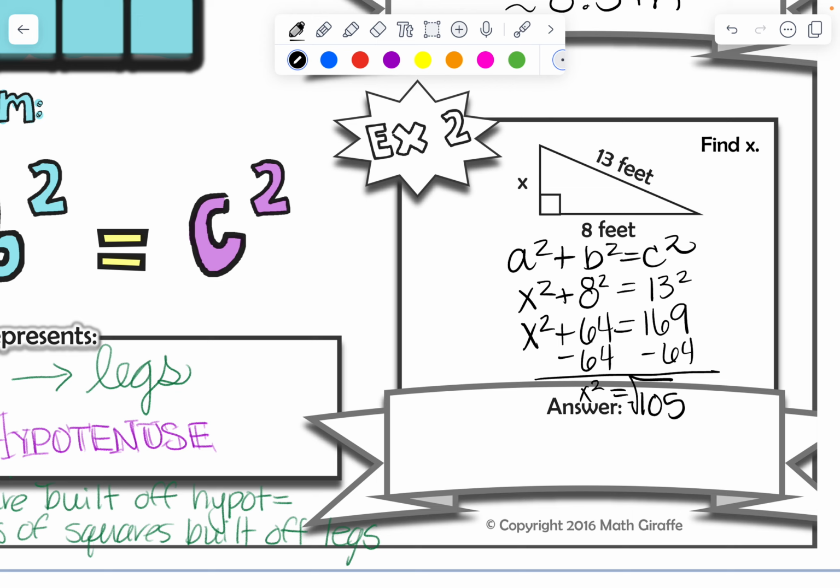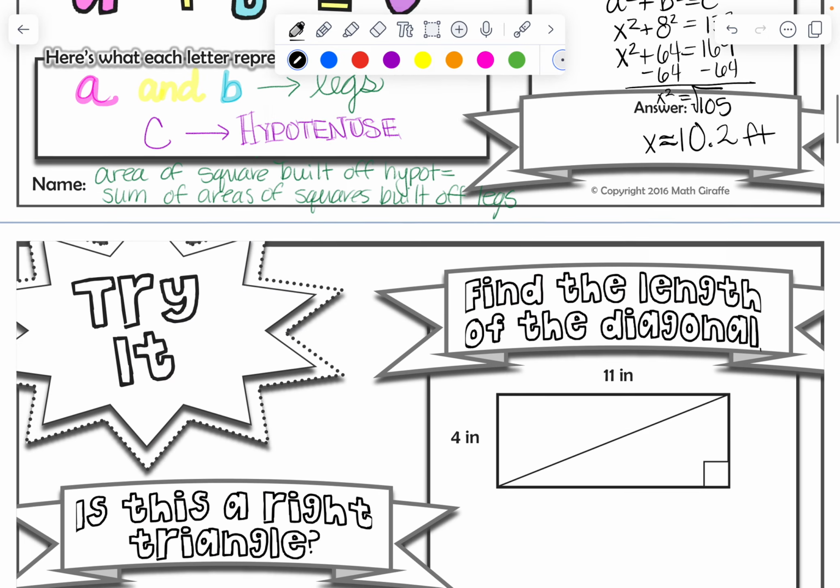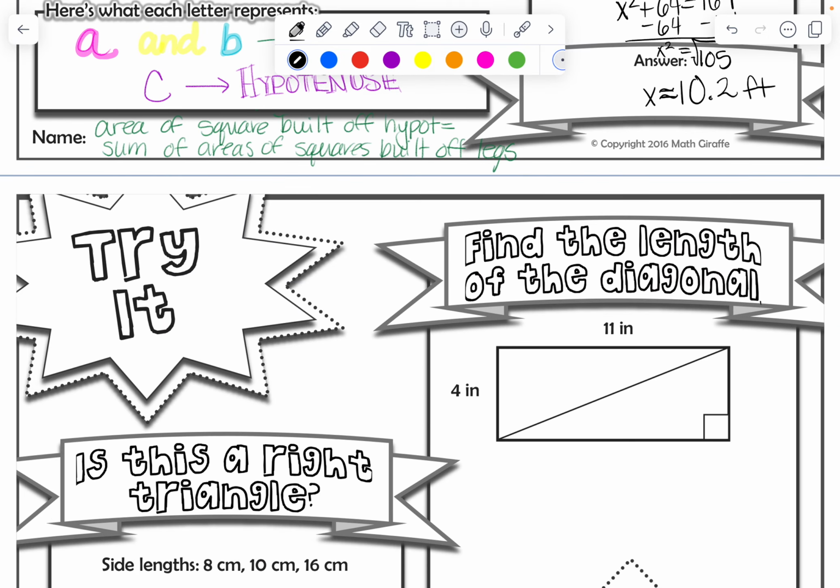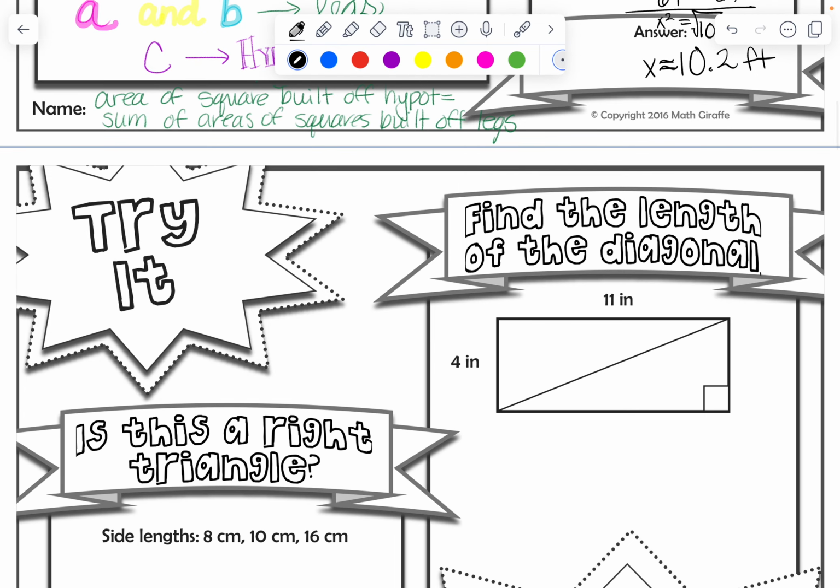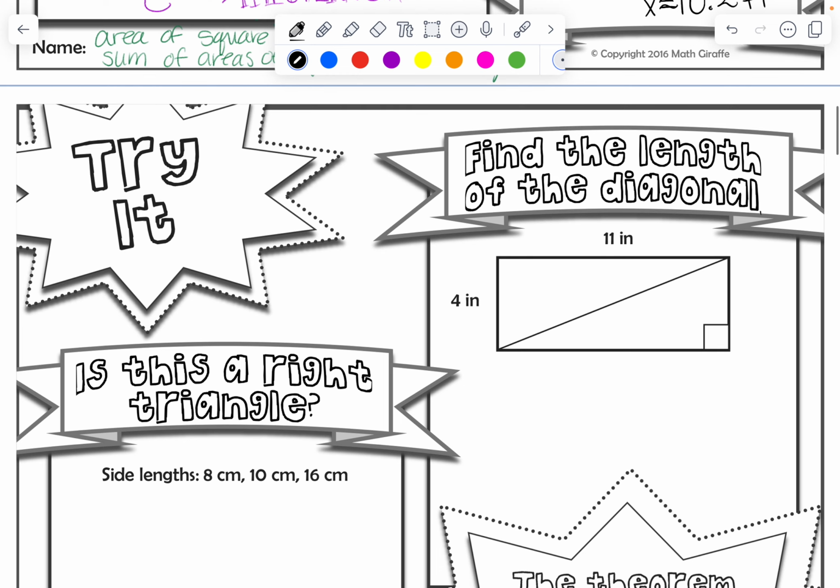All right, we can apply the Pythagorean theorem in different ways as well. So over here it says find the length of the diagonal. So we have a rectangle. The diagonal is what's going across the middle right here. Well, if we look, this is a right triangle. It's a rectangle, so we have 4 right angles, so here's my right angle. And I can use the Pythagorean theorem again, a squared plus b squared equals c squared, to figure out the length of the diagonal. So my legs are 4 and 11, so 4 squared plus 11 squared is going to equal c squared.